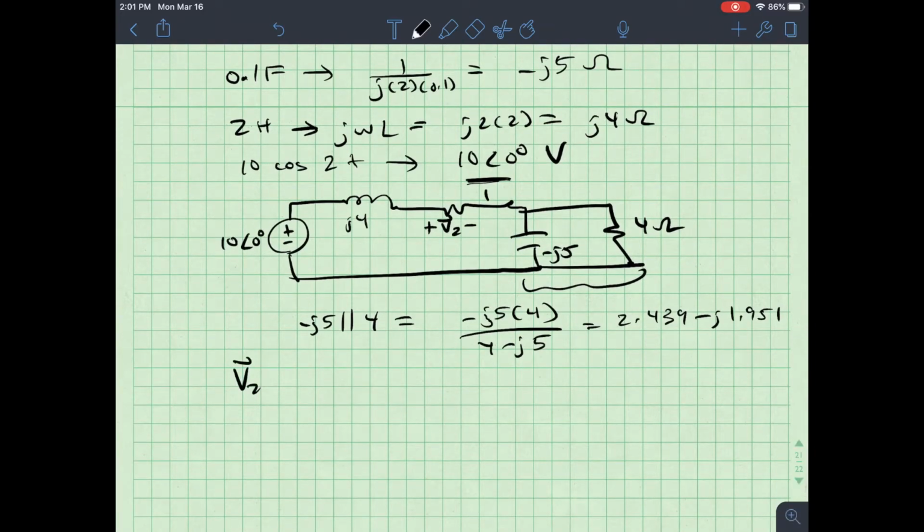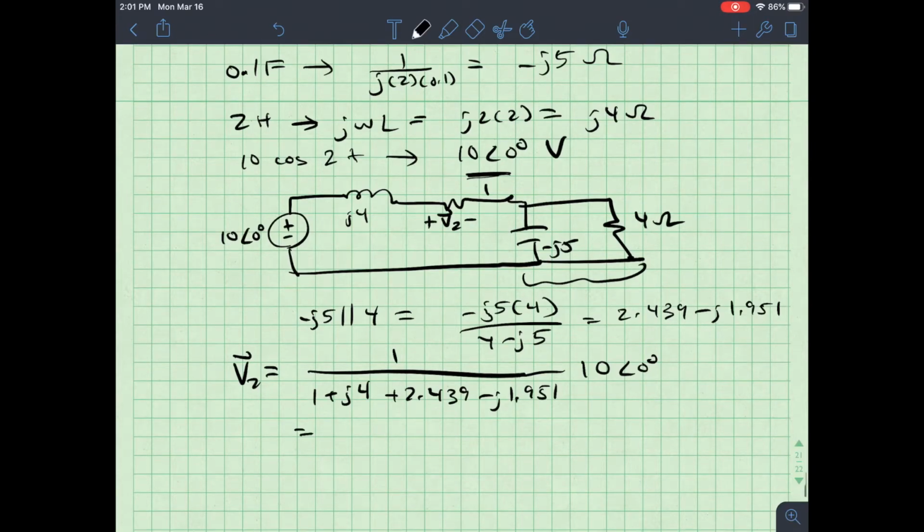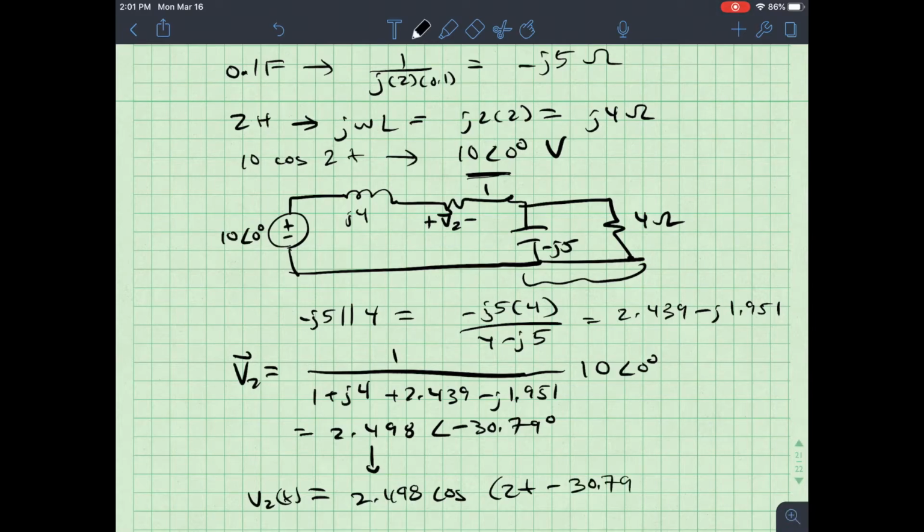V2 phasor then is going to be 1, that's the resistor I care about, or the impedance I care about, 1 over 1 plus J4 plus 2.439 minus J1.951 times the input voltage, which is 10 angle 0 degrees, which is equal to 2.498 angle negative 30.79 degrees, which, if I convert back to the time domain, V2 of t is equal to 2.498 cosine of 2t minus 30.79 degrees volts.